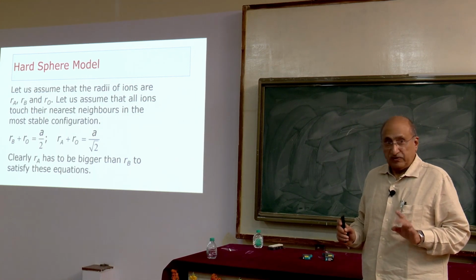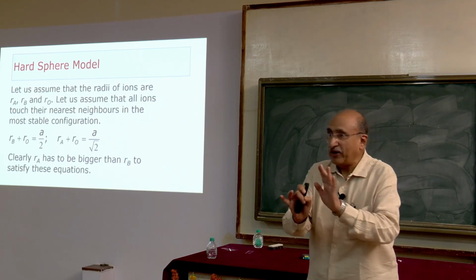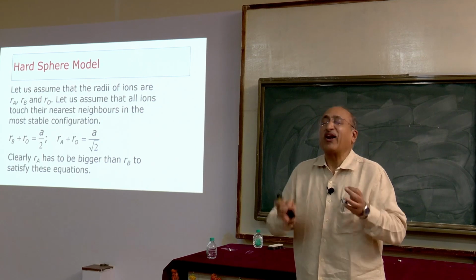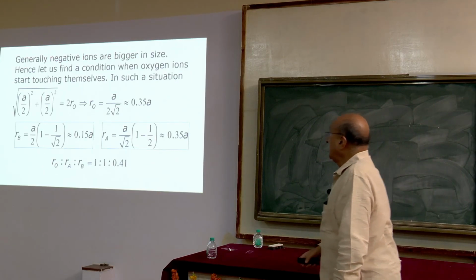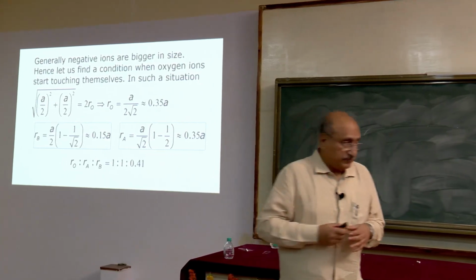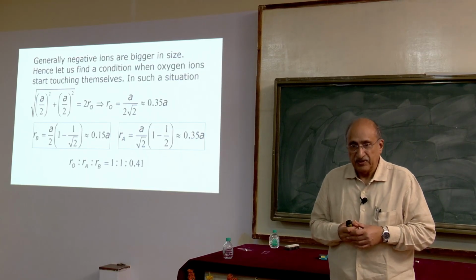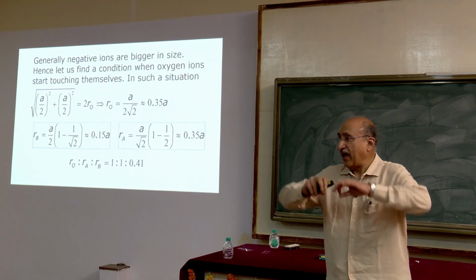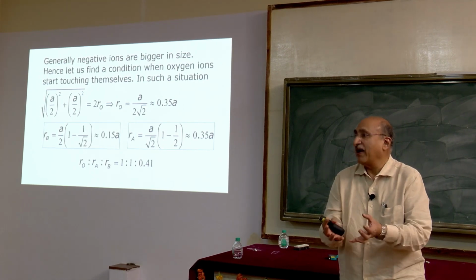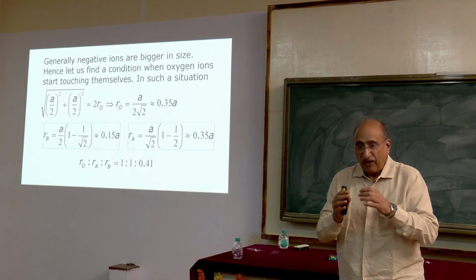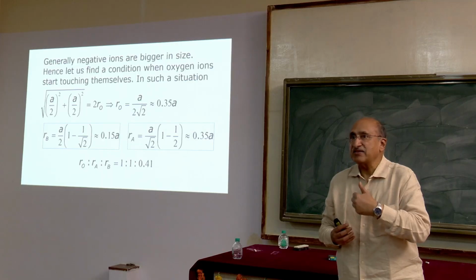Then only these equations are satisfied. Whether they are satisfied in nature or not, that's a different question. I am looking at the moment at the most stable structure. Ideal is not a good word. Most stable structure. Then generally, because oxygen ions are negatively charged, they are generally biggest in size. Because the last additional electron which has come, which is loosely bound, makes the size bigger. Positive ions, because they have lost an electron, their size becomes smaller. Generally, negative ions have larger radii.